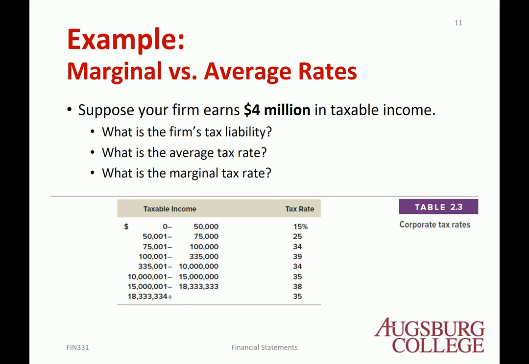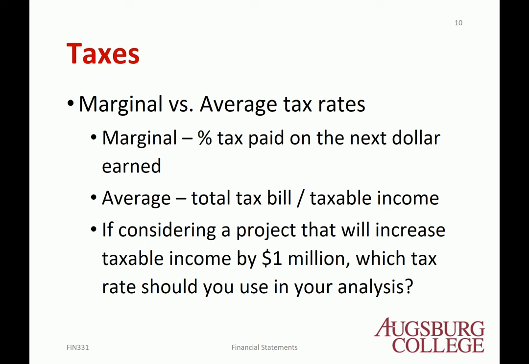Again, another example: if your taxable income is $80,000, you need to find out what tax rate will be applied to the $80,001. From this table, it is 34%, and that's the marginal tax rate. So suppose you consider a project that increases taxable income by $1 million, which tax rate should you use in your analysis? I will leave that for class discussion. Think about it. You're considering a new project that may generate $1 million taxable income. When you analyze this project, what type of tax rate should you use?